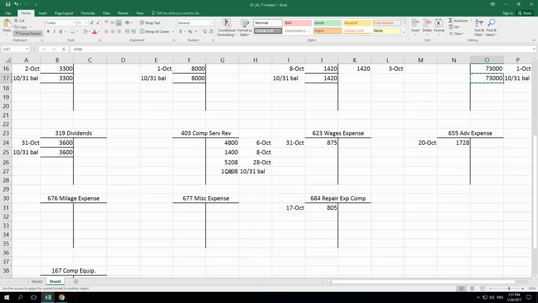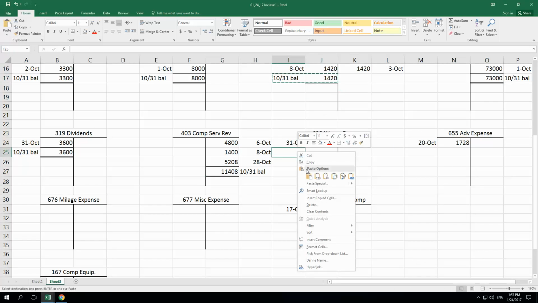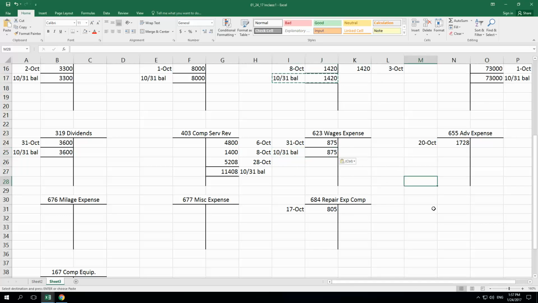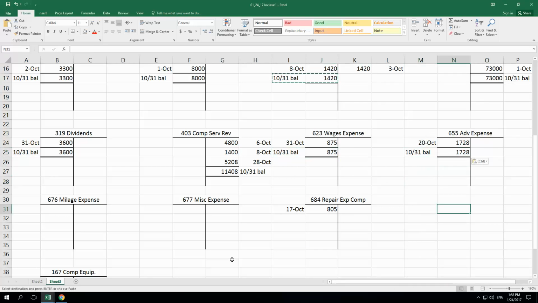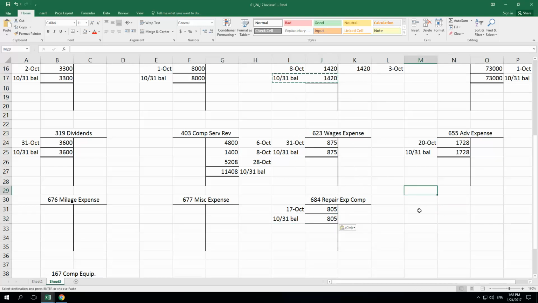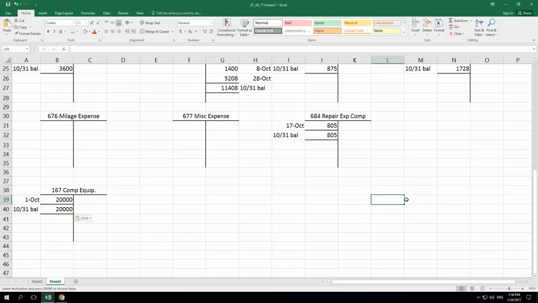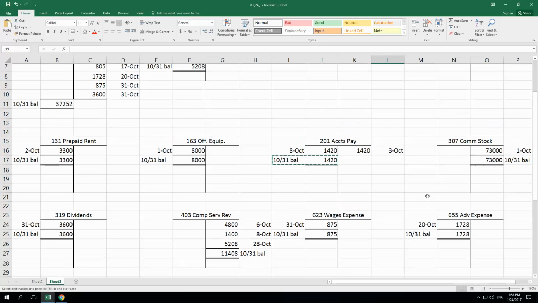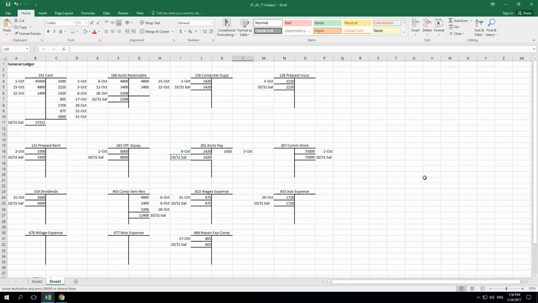And we just got a couple more to do. Wages expense. Okay. Advertising expense. Repairs expense. Dividends. And computer equipment. I think I got all of them that have transactions in them. I have balances for each of them. Okay.